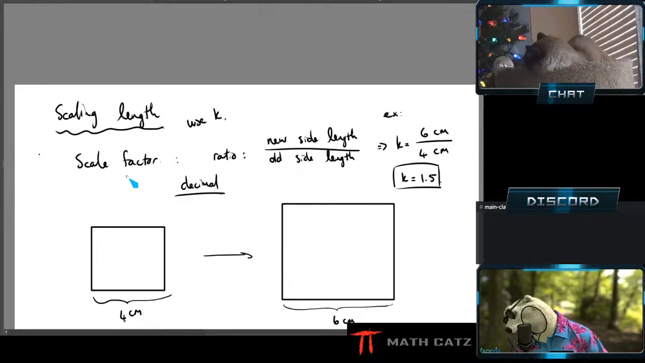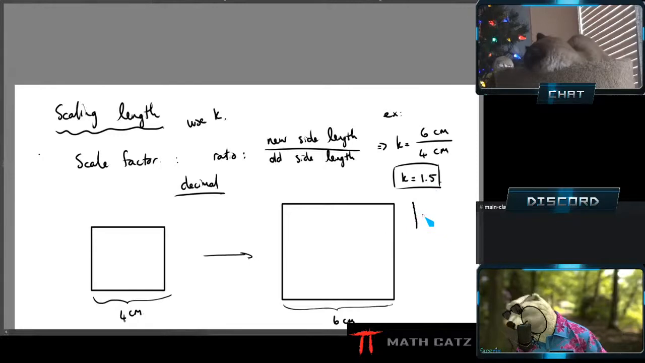So the scale factor, when I'm scaling the side length of a polygon, or the height of a chicken, or whatever, a length dimension, it's going to be the ratio of the new side length to the old side length. If I look at these two squares, or really the original square that has a side length of 4 centimeters, I'm transforming it by changing the side length from 4 to 6. I'm not adding 2 centimeters. I am multiplying by a number. To change the 4 to a 6, that number is 1.5.